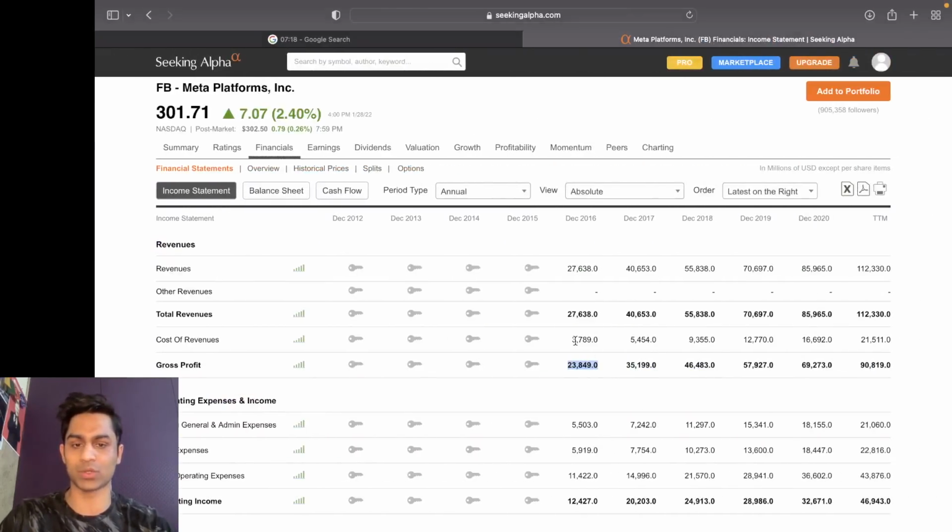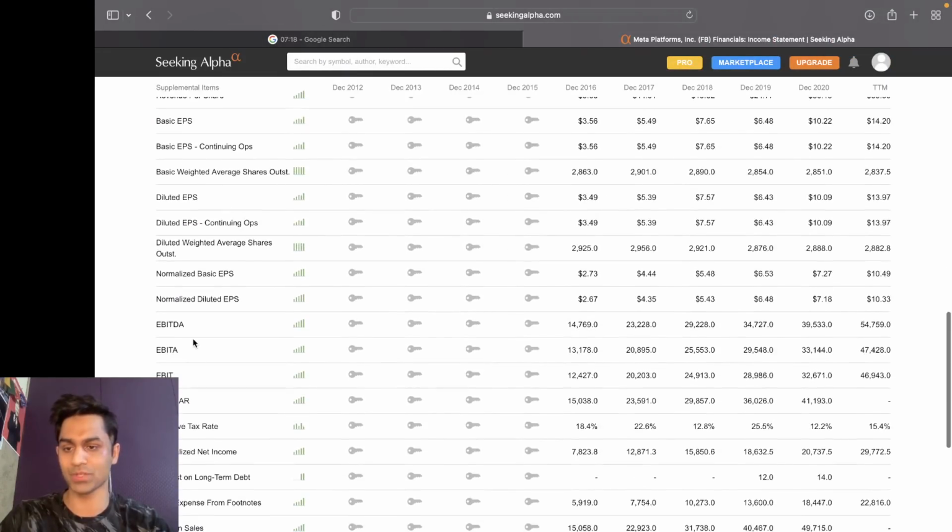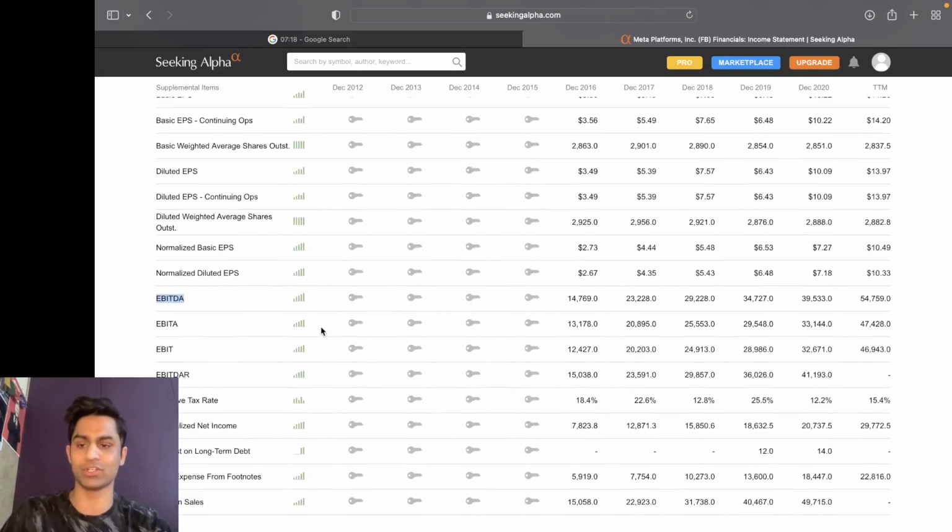Next up, we're going to look for EBITDA growth. So we're going to come all the way down here for EBITDA. You'll notice EBITDA is going to be right here. It's earnings before interest, taxes, depreciation, amortization. I've done a complete tutorial on this one as well in our fundamental analysis course.